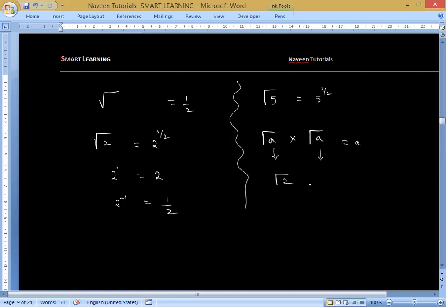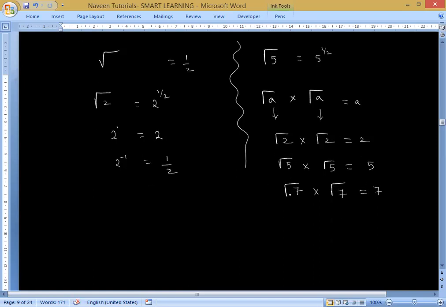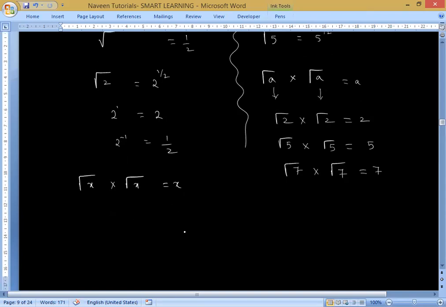For example, root 2 into root 2 is 2. Root 5 into root 5 is 5. Root 7 into root 7 is again 7. So if anything in the root appears 2 times, for example root x into root x, it is x. Simple. If it is there 2 times, you just write the same value without the root.